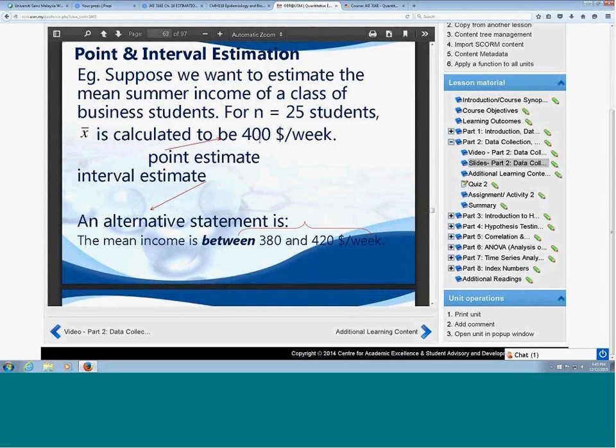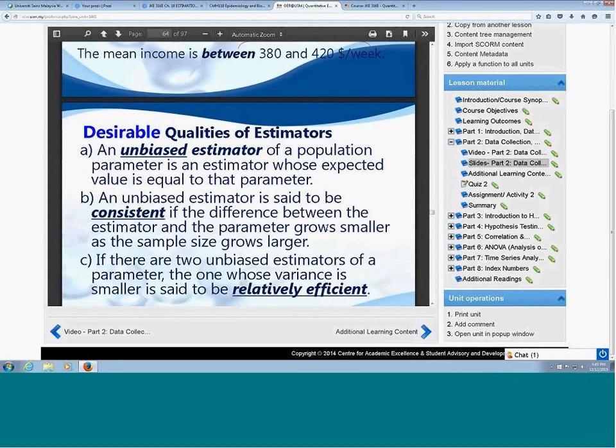For the interval estimate, you need to have a statement something like this, to interpret: the mean income is between 380 and 420. The sample mean is always in the middle, because this is the lower limit, minus 20, you get 380, plus 20, we give you the upper limit, 420. Okay, this is what I want to discuss now.